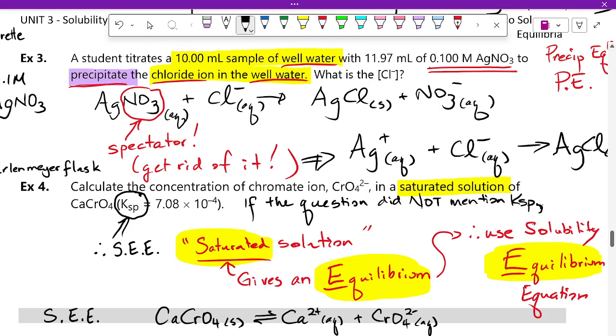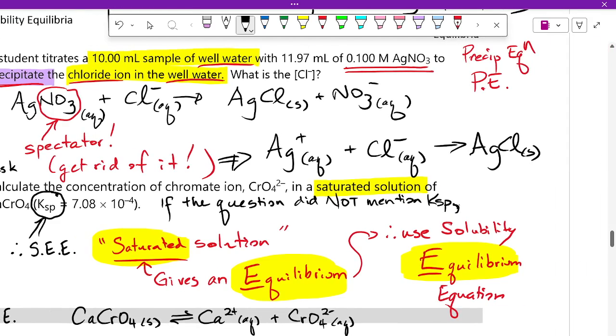This equation then allows us to write what kind of thing? The KSP. So from there, we could write the KSP. What would our KSP be? Yeah, concentration of calcium times concentration of chromate. Excellent.